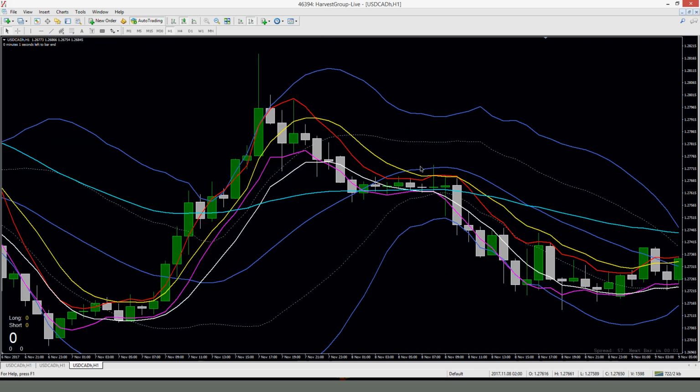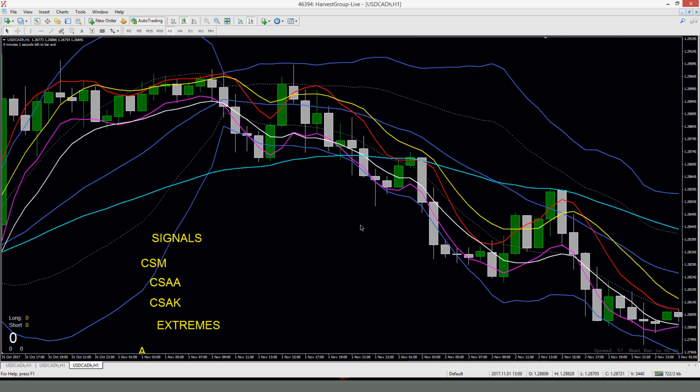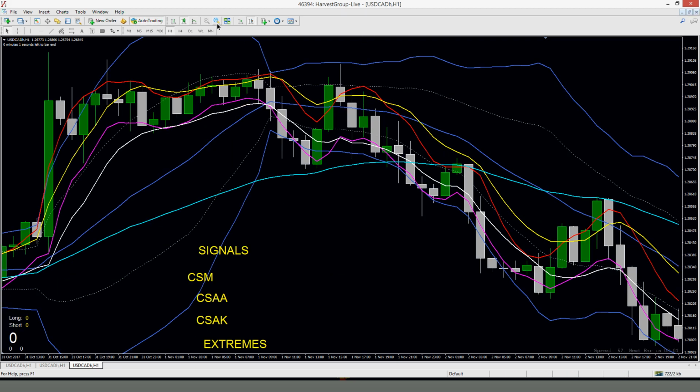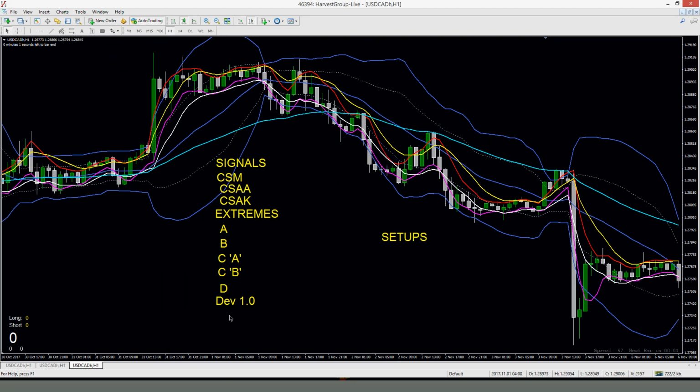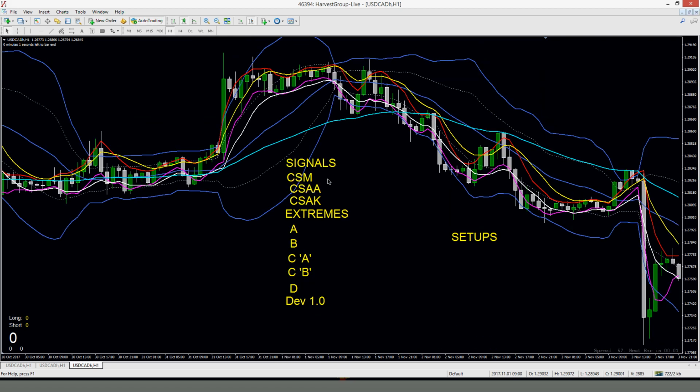Okay, so finally extreme deviation 1. Extreme deviation 1 is obviously whenever the candle rejects deviation 1 during sideways. So obviously this is sideways, so this is extreme D, deviation 1 over here. So the candle couldn't manage to break through deviation 1. So this is extreme deviation 1.